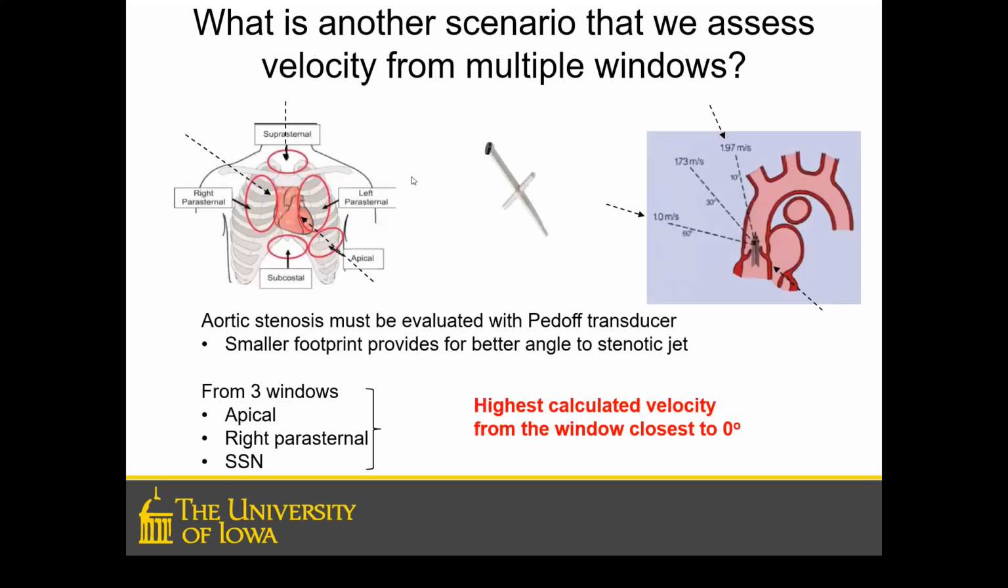Okay. So what other scenario do we assess the velocity from multiple windows? The answer to that is aortic stenosis. So anytime there's AS, we must use the Pedoff transducer, and we must measure the velocity from the apical window, from the right parasternal window, and from the suprasternal notch. And whichever of those 3 gives us the highest calculated velocity, that means that's the window where we were closest to 0, and that's the one we want to use. So again, my goal here is that you already know that that's what we're supposed to do. My goal is that you understand why we do it.